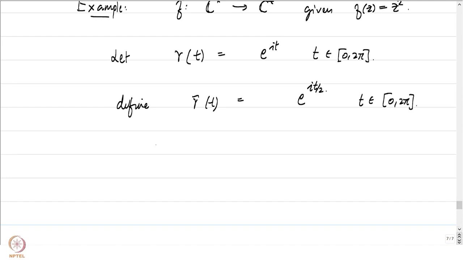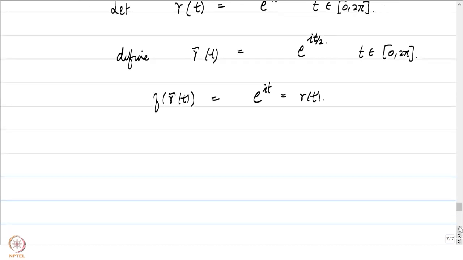Then notice that f of gamma tilde of t, where f of z is z square, is just going to be equal to e to the power i t, which is equal to gamma of t. So this is clearly a lift of gamma, and also notice that at t equal to 0, gamma tilde of 0 is 1. So this is a lift which has the initial point 1. Lift of what? Lift of gamma with respect to f with initial point 1.